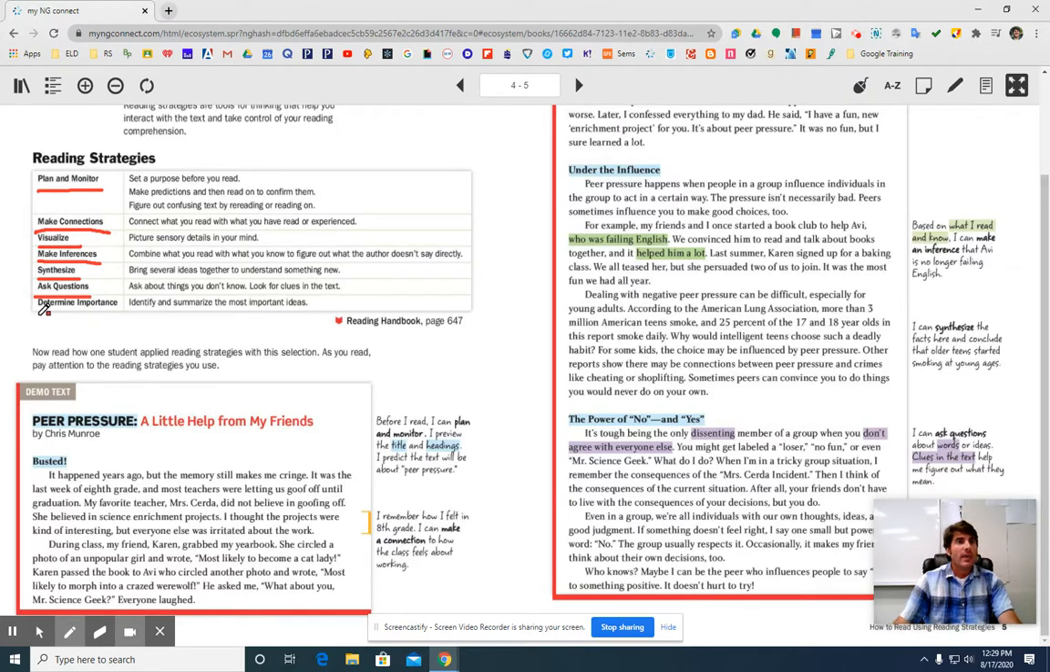Okay? And then determining importance. Some things you don't need. Some things are very important. And you as the reader have to make that decision. What is most important as you read through?